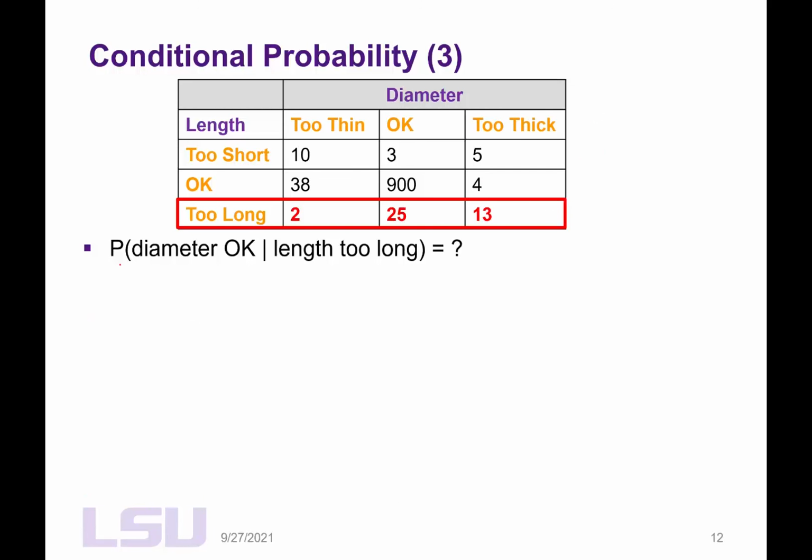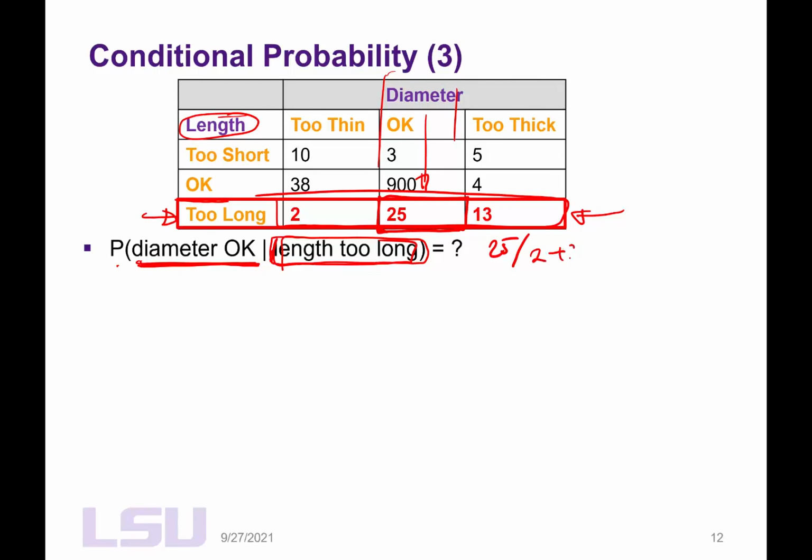Another question. Find the probability that the diameter is okay, given that the length is too long. Sorry, I said not too long by mistake. So we start out with the condition that the length is too long, so you're sitting in this row. Where is K when the diameter is okay? You're in the middle still, so you only have this as your K. K is 25. And your reduced space is not the entire sample space; it is reduced to the condition when the length is too long, which is this row, 2 plus 25 plus 13.